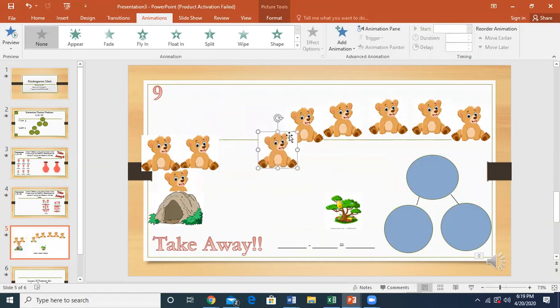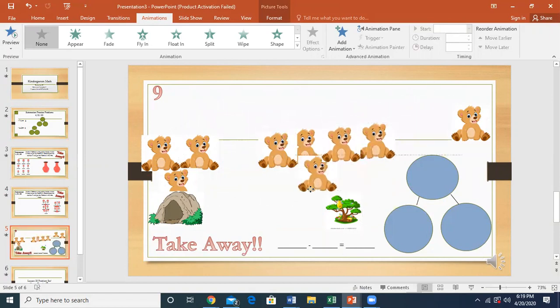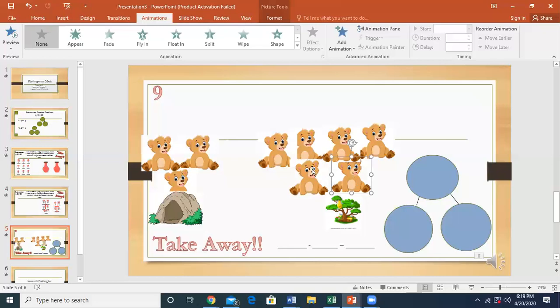So I'm going to put all of these bears down at the honey tree so that they can eat some food. Okay, so I have some bears in the cave and I have some bears in the honey tree. Count with me again how many bears I have in each. So we're going to start with the cave. We have 1, 2, 3 bears in the cave. I'm going to come up and I'm going to write the number 3 right here. 3. Count with me. How many bears went to the honey tree to get some honey? 1, 2, 3, 4, 5, 6 bears went to the honey tree to get honey.